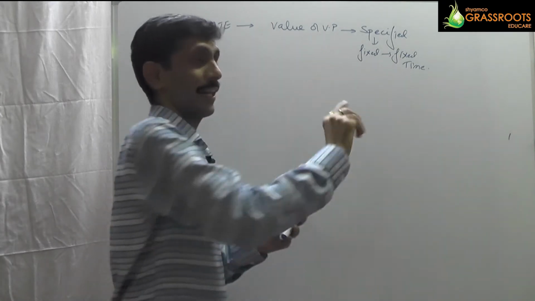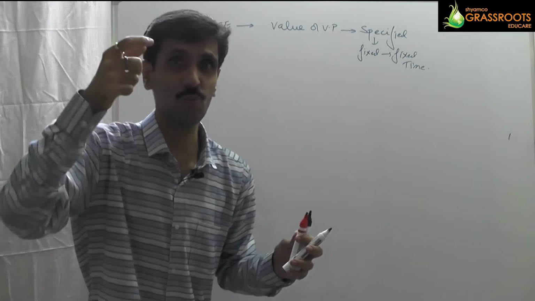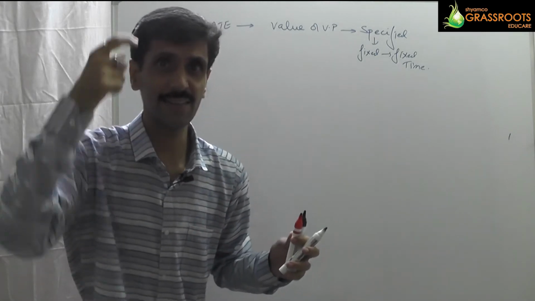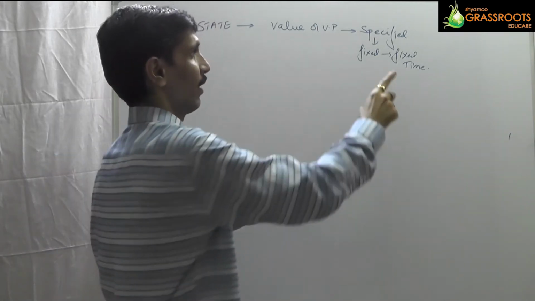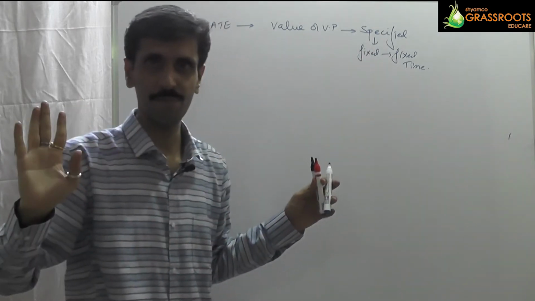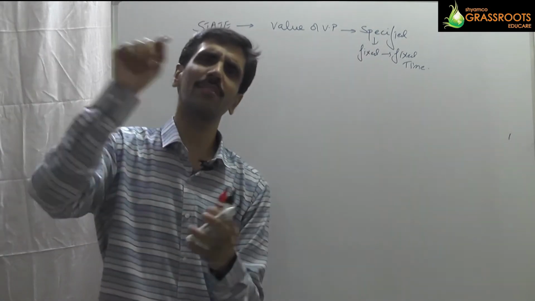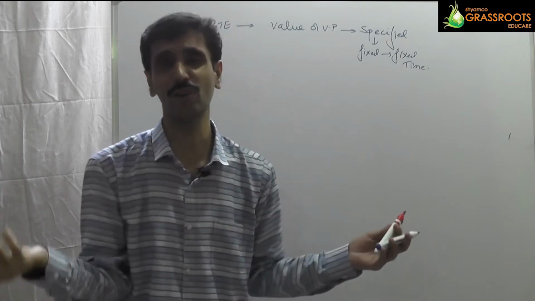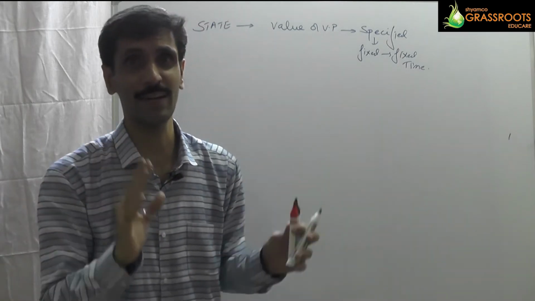The value of the variable property is specified. It's one single well-defined value when the time is fixed. Okay, you must be thinking that you talk about variable properties and now he's talking about fixed. Please try to understand, my dear friends.